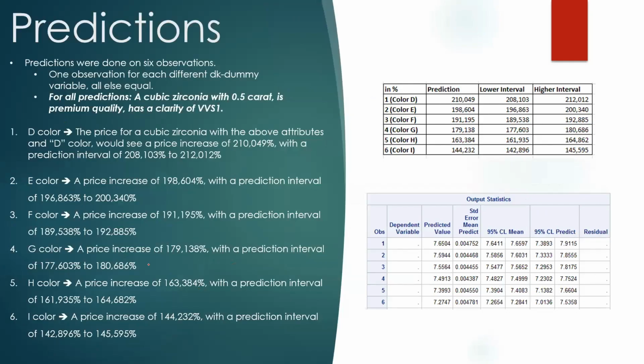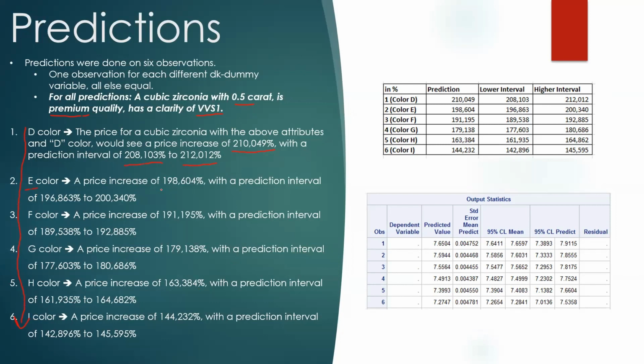The predictions were done on 6 observations, 1 observation for each DK dummy variable, all else equal. So for all of the predictions, a cubic zirconia with 0.5 carat, premium quality, and clarity of VVS1. We can then compare all of the different colors from best to worst. So a cubic zirconia with 0.5 carat, premium quality, clarity of VVS1 and color D would see a price increase of 210,049%, with a prediction interval between 208,000 and 212,000%. So the value might range between those prediction intervals.